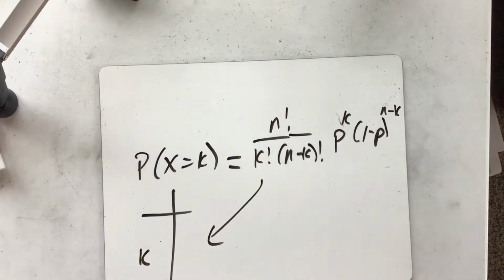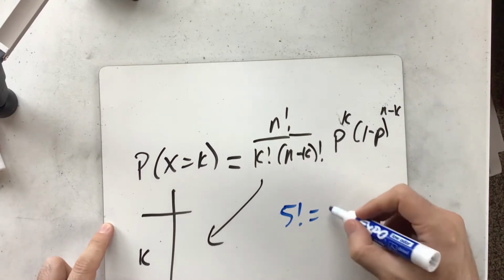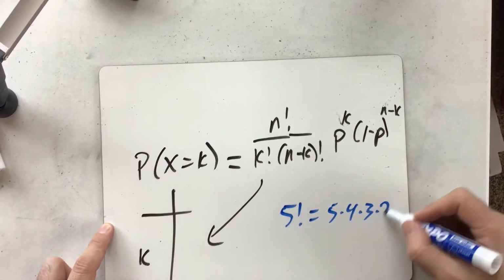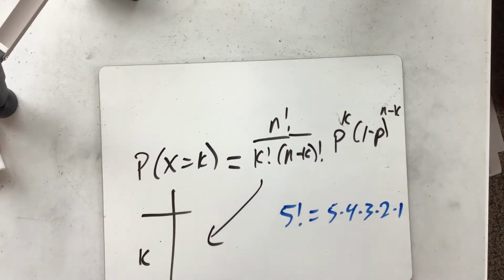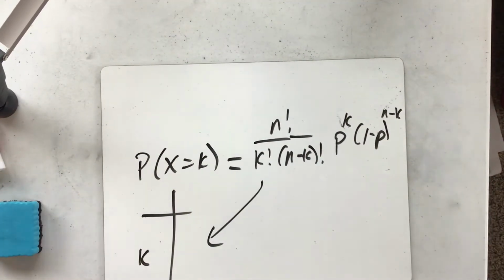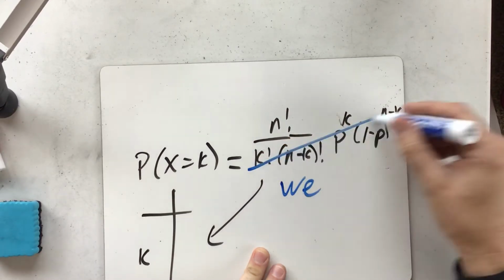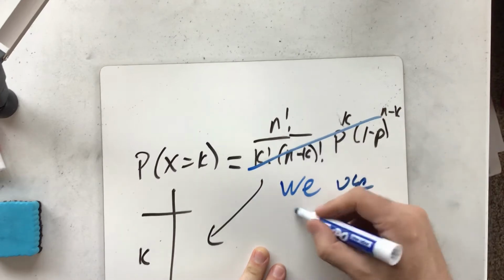What are factorials, by the way, in case you don't remember? A factorial, like 5 factorial, is 5 times 4 times 3 times 2 times 1. So you multiply every number less than that. Okay, so this is a formula that works. Do you want to know the good news? We are not going to use this formula. We will use the calculator.